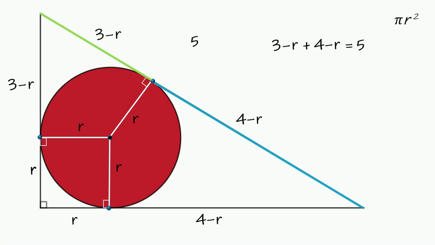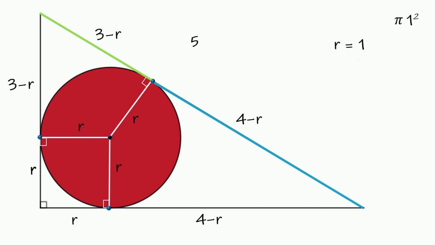So let's go ahead and do a little rearrangement, right? 3 plus 4 is 7. Negative r minus r is negative 2r. Let's go ahead and subtract 7 from both sides. We get 0 on the left, negative 2 on the right. Clean this up. We're going to go ahead and divide both sides by negative 2. And as you can see, r is going to be equal to good old-fashioned number 1.